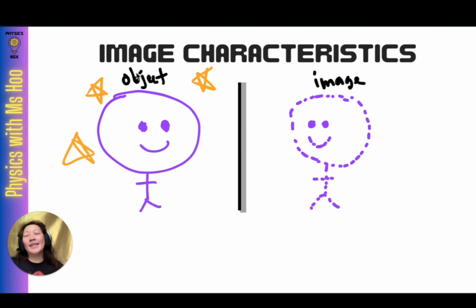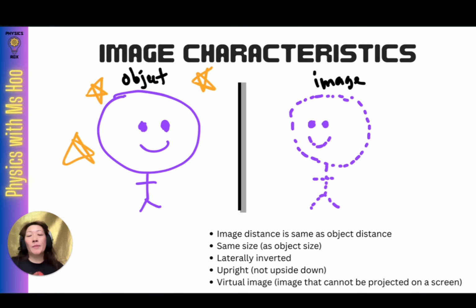So when we need to state the image characteristics, basically we need to compare the image against the object and find out what's the same and what's different. So here are the image characteristics of the image formed due to light reflection on a plane mirror. Just going to write the term plane mirror here to make this really clear that this applies only for the plane mirror.